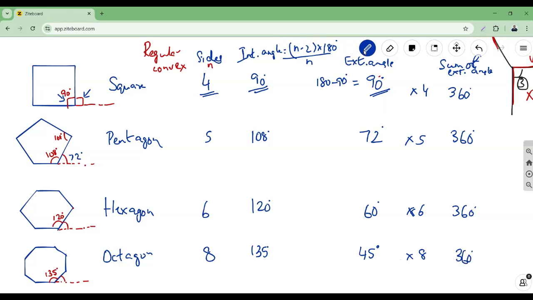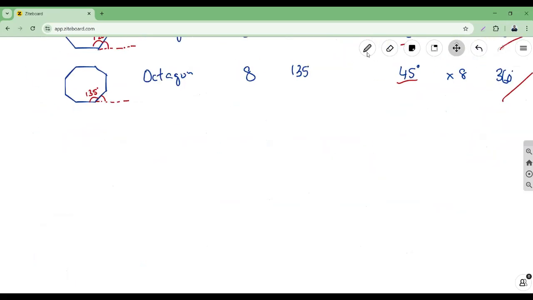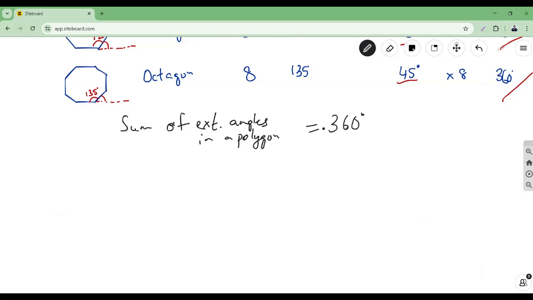Wow, we found some pattern. What is that pattern? The individual exterior angles could be different, but the sum of all the exterior angles for any polygon is 360 degrees. Fantastic. So what is the conclusion that we have got now? The sum of exterior angles in a polygon is 360 degrees, right?